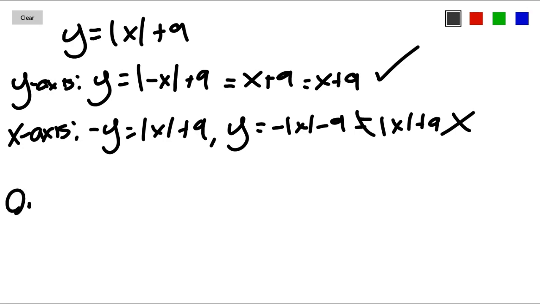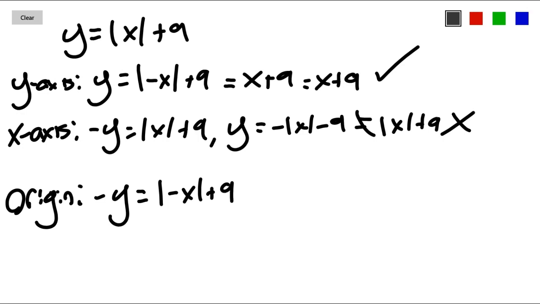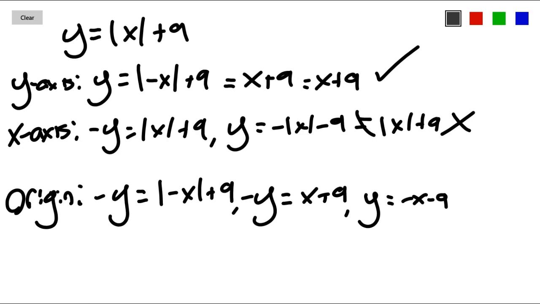And then for the origin, I say that negative y is equal to the absolute value of negative x plus 9. So negative y is equal to x plus 9. And then I have y is equal to negative x minus 9, which is not equal to the absolute value of x plus 9. So this function only has y-axis symmetry.